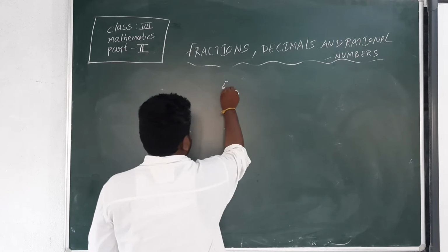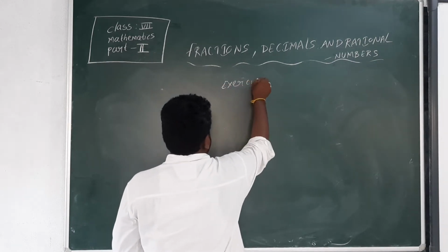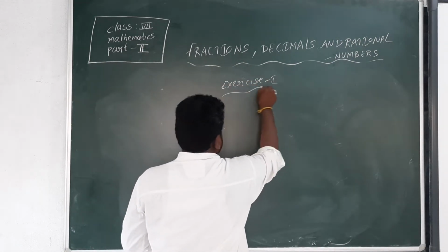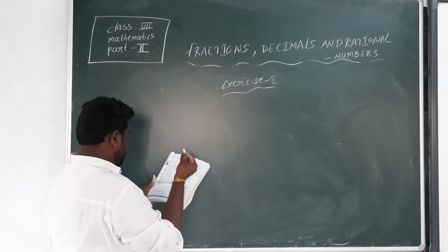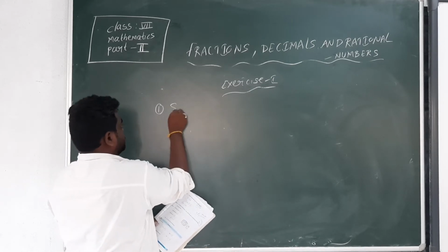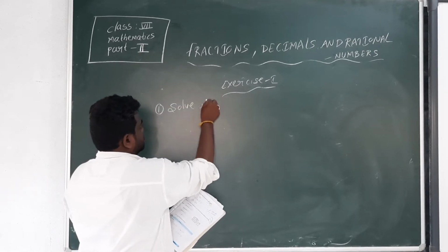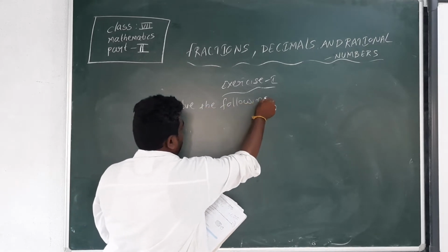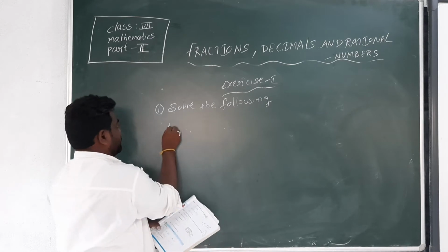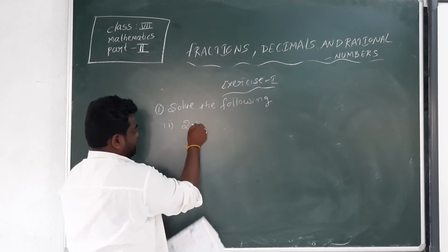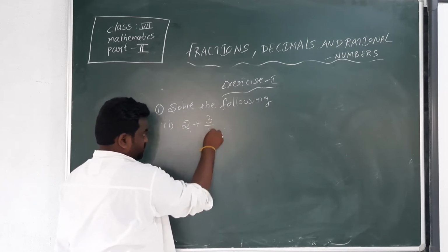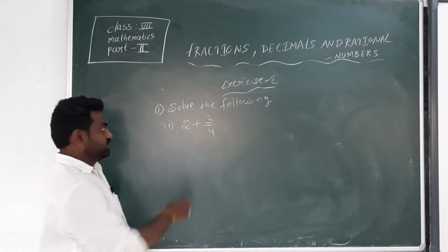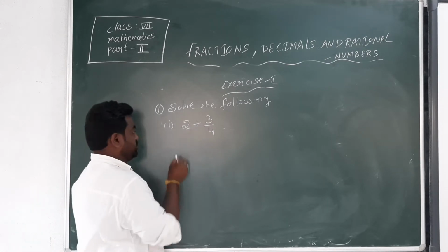Exercise 1. First problem. Solve the following: 2 plus 3 by 4. Solution.